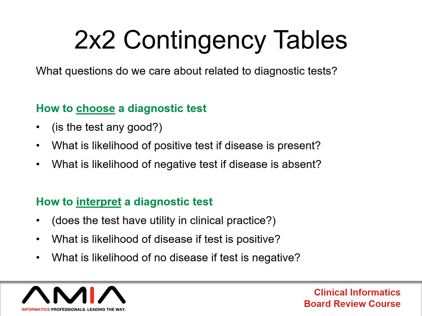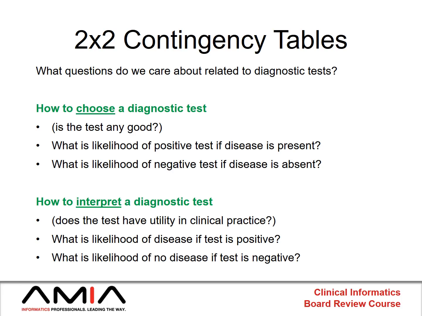So let's go all the way back to the very beginning when we're talking about 2x2 contingency tables and ask the basic question, what do we care about with regards to diagnostic testing? Well, there's really only two things that we care about. We care about how we're supposed to choose the test, and we care about how we're supposed to interpret the diagnostic test itself. And in the first bucket, when I'm choosing a diagnostic test, I really want to know, is this test any good? In other words, what is the likelihood of the positive test if the disease is present? What is the likelihood of a negative test if the disease is absent? How good is this test at discriminating disease?